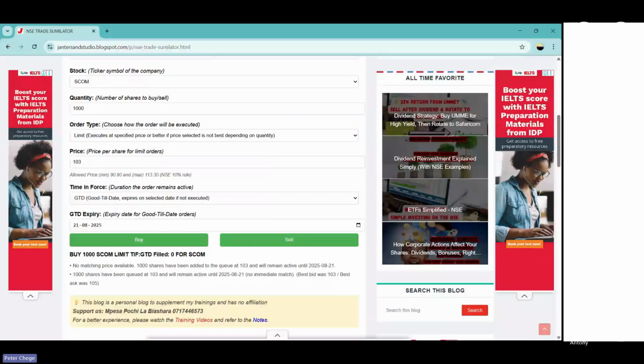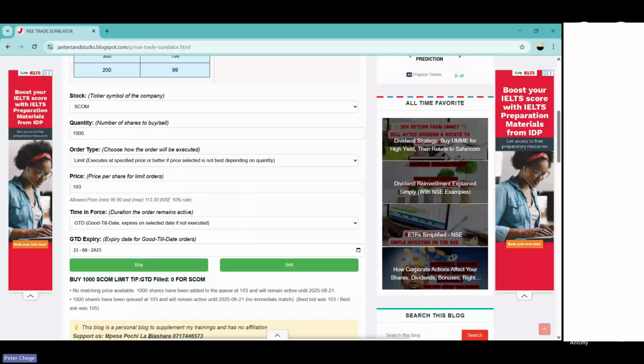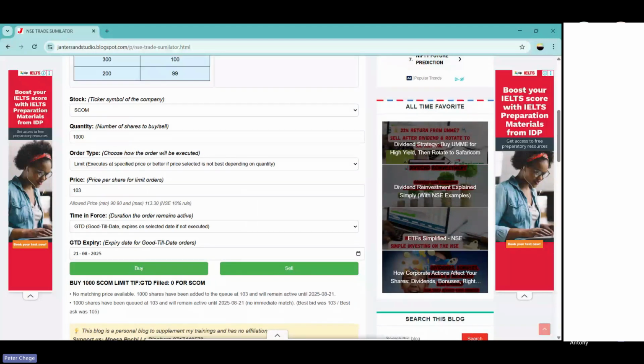So this calculator helps you understand these terminologies so that you know when I'm submitting my order, what will happen to it before you go to the app. Remember, the app doesn't have these tutorials. Once you submit, you have submitted unless you have made your order.